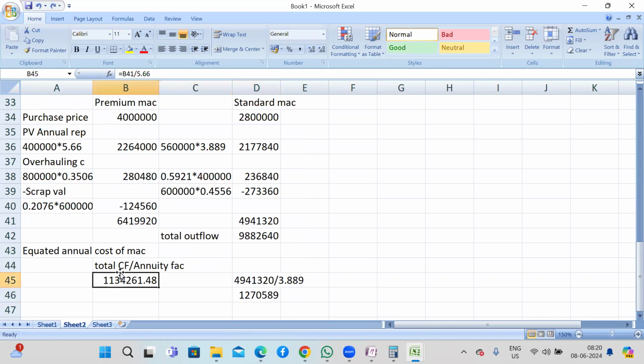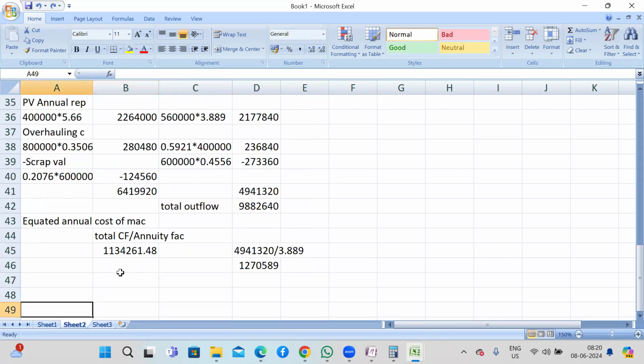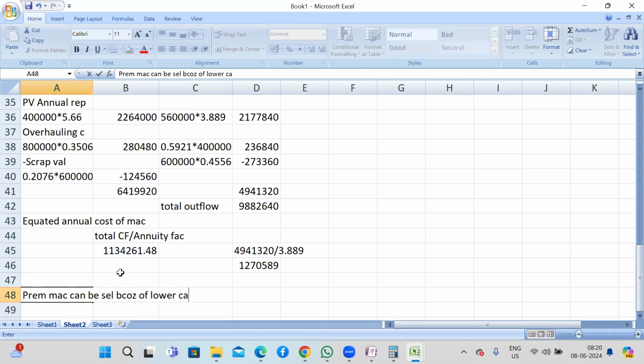So here also cash outflow is less for the premium machine. So we can go for the premium machine. Premium machinery can be selected because of low cash outflows compared to the standard machine.